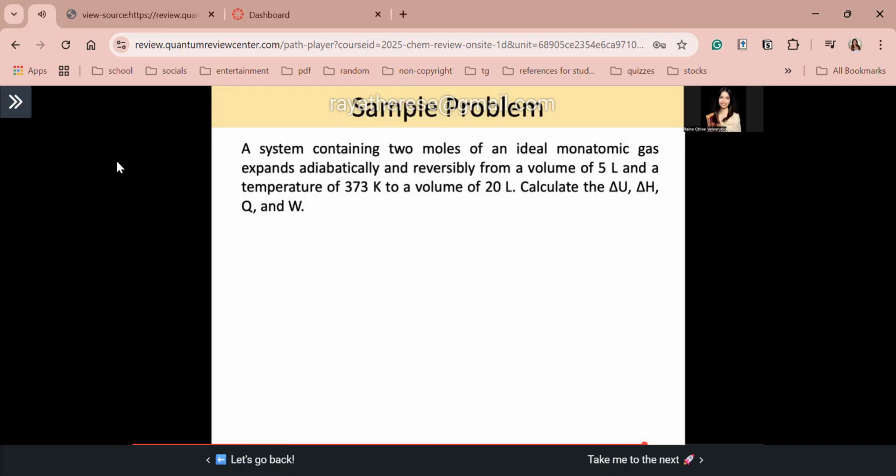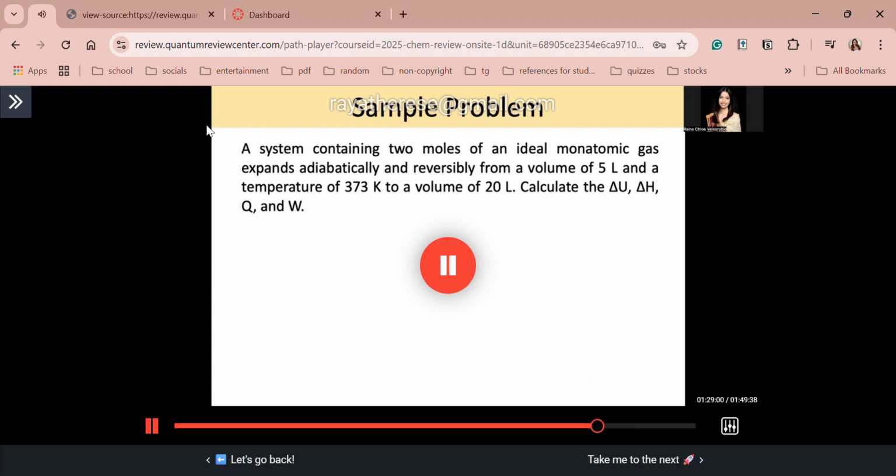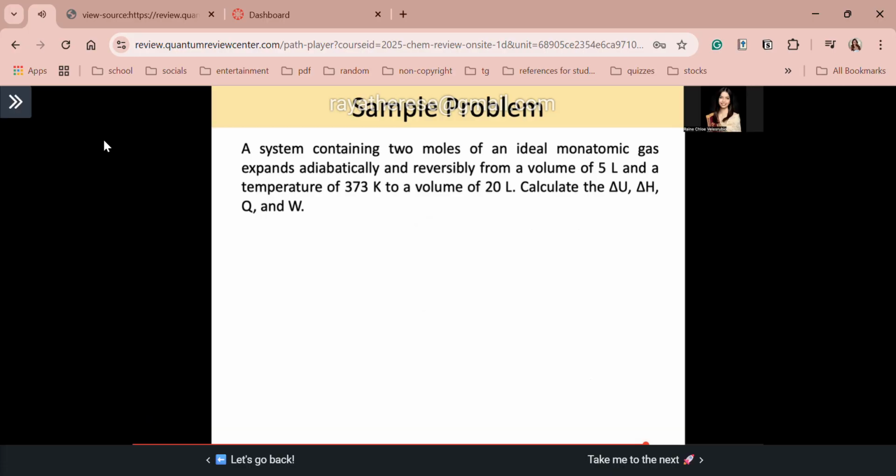Next problem. A system containing 2 moles of an ideal monoatomic gas expands adiabatically and reversibly from a volume of 5 liters and a temperature of 373 Kelvin to a volume of 20 liters. Calculate the internal energy change, enthalpy change, heat, and work. Remember, Cv is equal to 1.5 R and Cp is equal to 2.5 R for an ideal monoatomic gas. Then we can solve for gamma, which is equal to Cp over Cv. So that's 2.5 divided by 1.5, which is equal to 5/3.